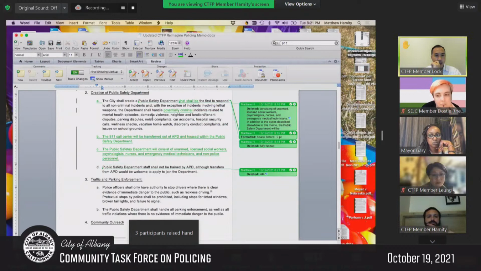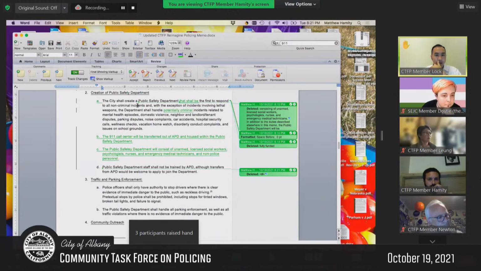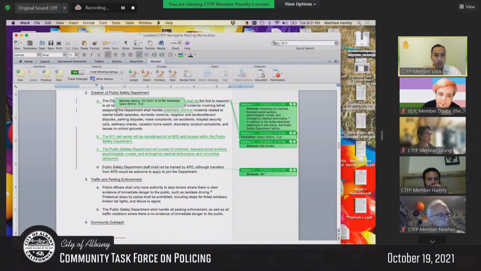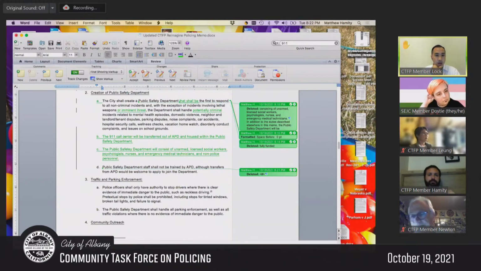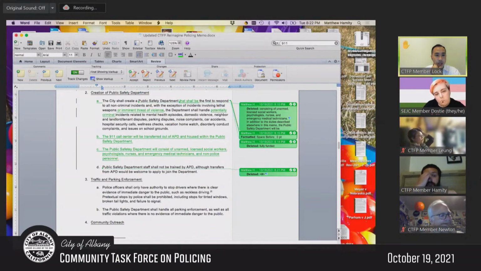I do have a question on this section 2A. You enumerate some specific instances when the proposed department would be the primary responder or the first responder, including mental health episodes, domestic violence, et cetera. With the exception of incidents involving lethal weapons, is there also a provision that would permit police to respond to incidents where perhaps a lethal weapon is not involved, yet there is a significant physical threat of violence? And is that something that you envision this entity responding to? Or would that be the purview of the police?